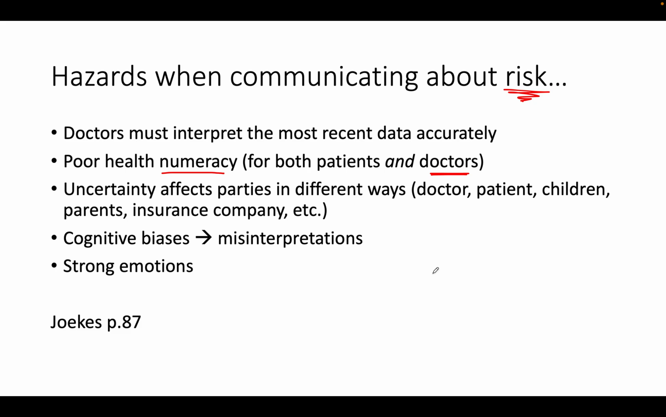Also, uncertainty about the future or about what might happen because of a treatment affects people in different ways. The doctor, the patient's children, or the patient's parents, and the insurance company, everybody has a stake in this person's health, and that uncertainty influences how people communicate. Also, our cognitive biases can lead to misinterpretations. We think that we're communicating clearly, but other people have different worldviews, different biases, different ways of thinking, and that can skew what they hear. Not necessarily on purpose, but it does happen. And strong emotions can also cloud our judgment and make us react in certain ways.